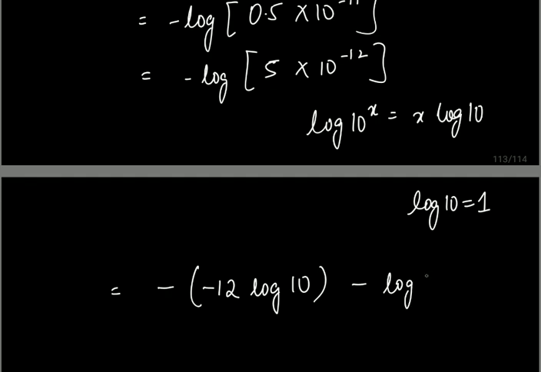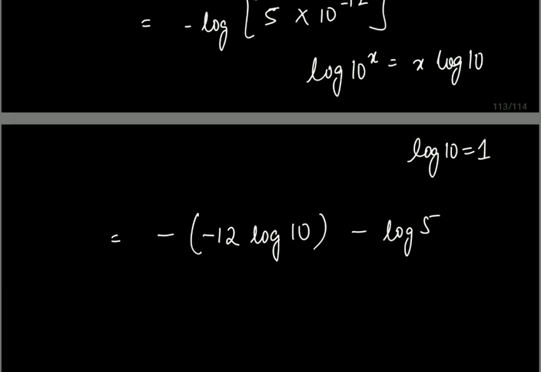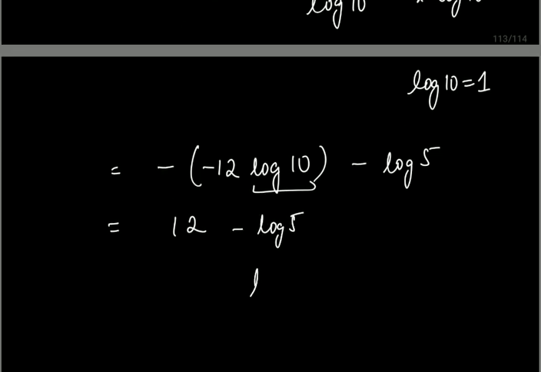Minus log 5, I'm going to keep like this. So this will become 12 only because log 10 value is equal to 1, minus minus will become plus, minus log 5. Now what is the log 5 value? You can remember certain log values, like if it's not given in the question. Otherwise, most of the time they will give it in the question. So log 5 value is 0.698.